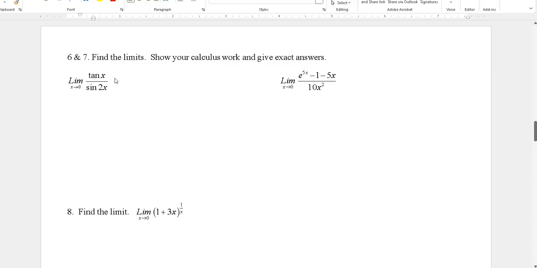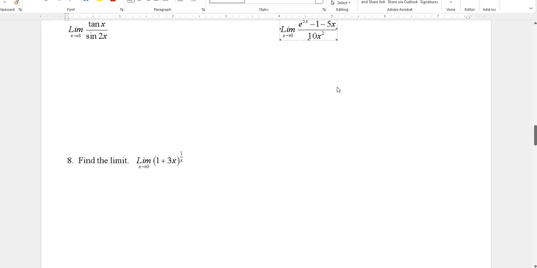Be careful when you differentiate the sine in the denominator. You've got to use the chain rule. Not only are you differentiating the sine, that's the derivative of the outside, times the derivative of the inside is going to give you a 2. You have to use a chain rule there. For this one, once you apply L'Hopital's rule, you're going to look at it and go, oh, I still have 0 over 0. So you have to apply L'Hopital's rule again. You might have to apply it a couple times.